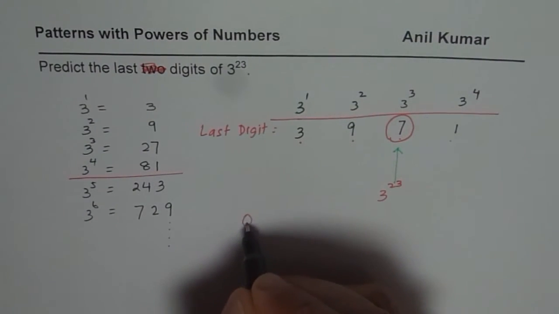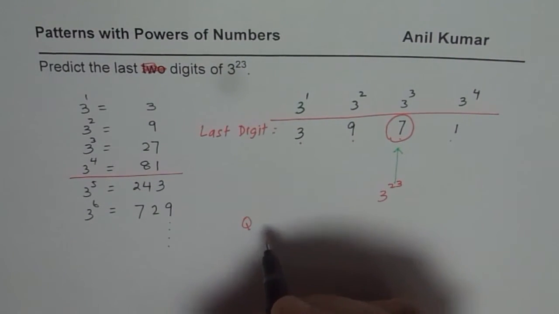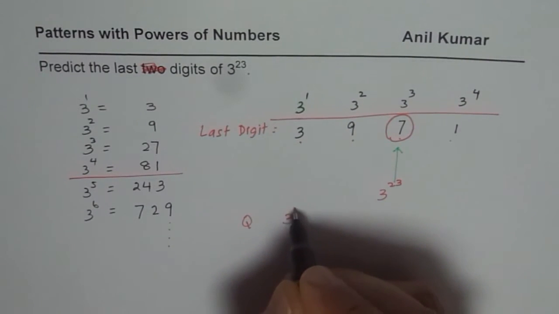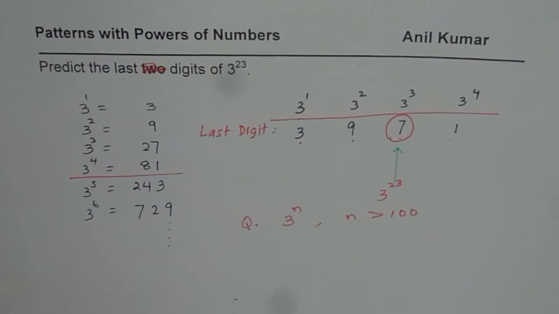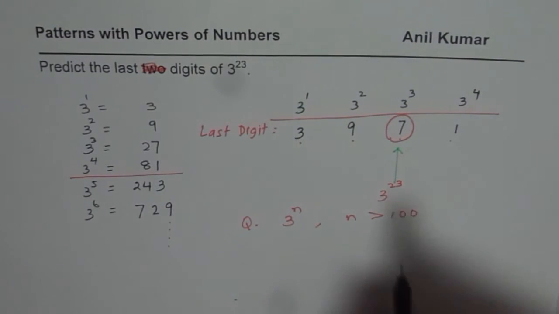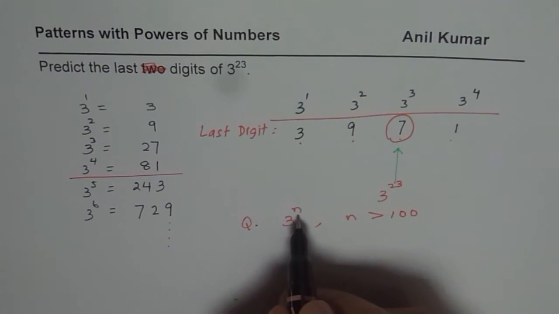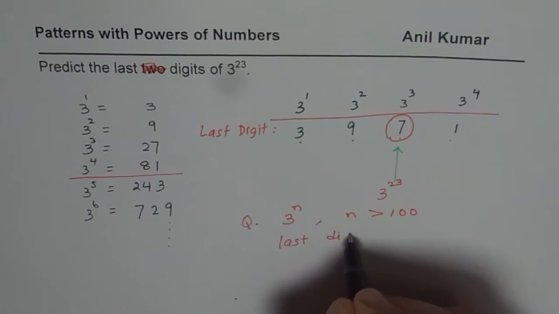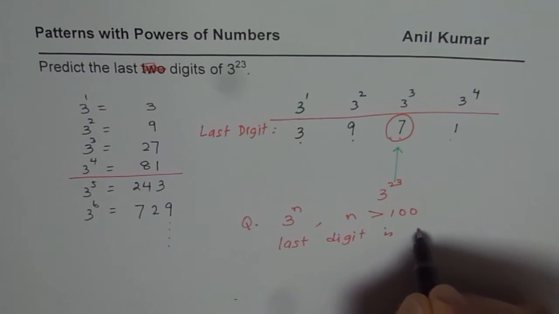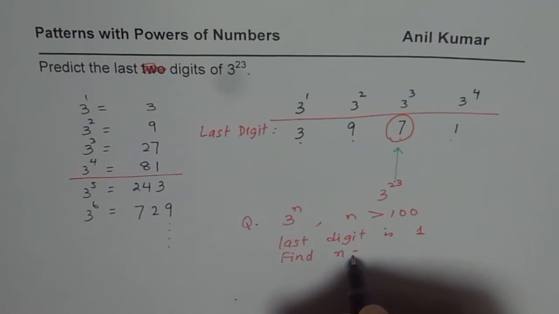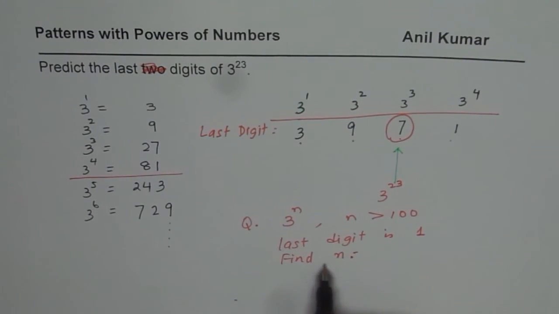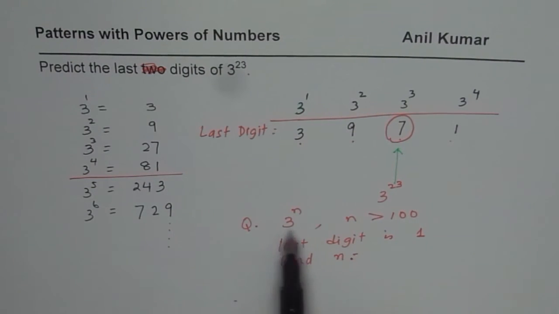Now as a question for you to practice, let us say we are writing 3 to the power of n. Now if n is greater than 100, in that case, what should be the value of n so that the last digit is 1? Find n. So that is your question. Find n so that the last digit of 3 to the power of n is 1. So thank you.